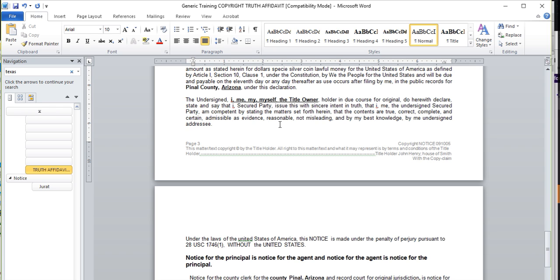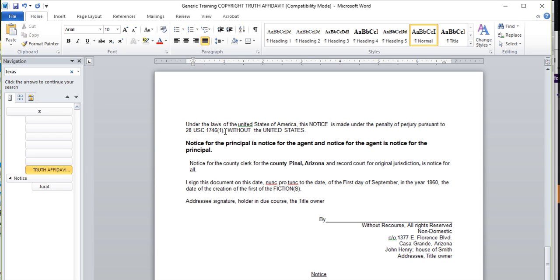Undersigned, I, me, myself, the title owner, holder in due course, for original, do herewith declare and state that I, the secured party, issue this with a sincere intent and truth, and I, me, the undersigned secured party, am competent for stating the matter set forth herein, and that the contents are true, correct, complete, certain, admissible as evidence, reasonable, not misleading, and by my best knowledge, by me, undersigned addressee. Under the laws of the United States of America, this notice is made under penalty of perjury pursuant to 28 U.S.C. 1746-1 without the United States. Notice to principal is notice to the agent. Notice to the agent is notice for the principal. Notice for the county clerk for the county Pinal, Arizona, and record court for original jurisdiction is notice to all.